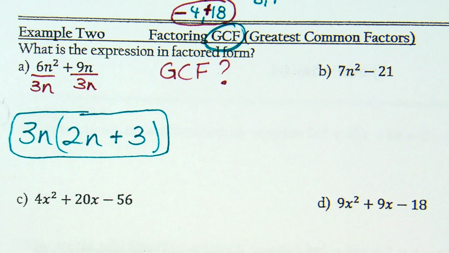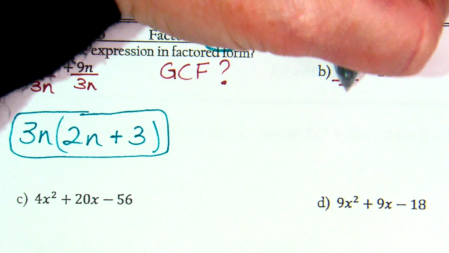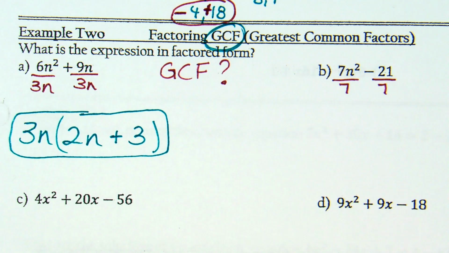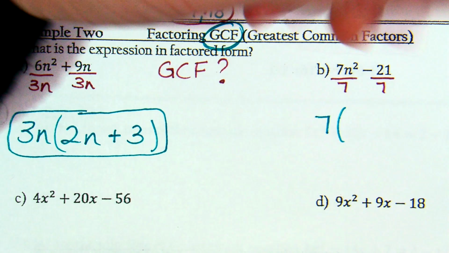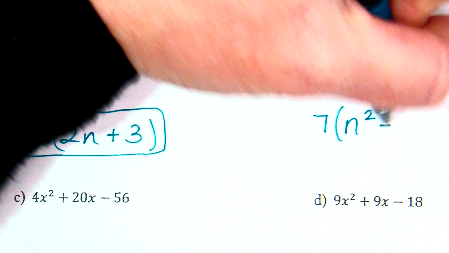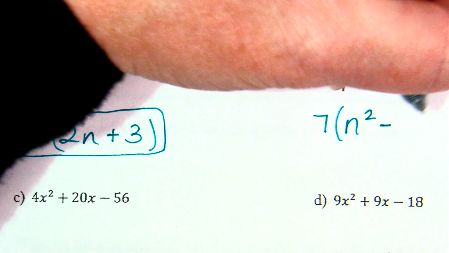Let's try B. 7n squared minus 21. Same first question. Is there a GCF? Yes. What do they have in common? 7. What about a variable? No, because since 21 has no variable, then it's just the GCF of 7. I'm just writing the 7 underneath to show the division. You don't necessarily have to write that 7 underneath. Your answer is, we put the 7 out front. 7n squared divided by 7 is n squared, minus 21 divided by 7 is 3.